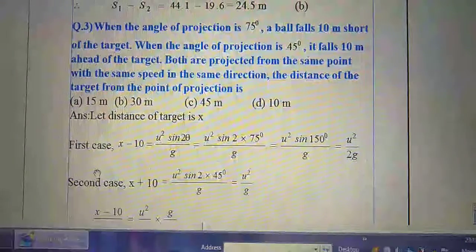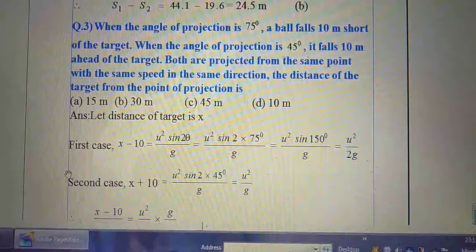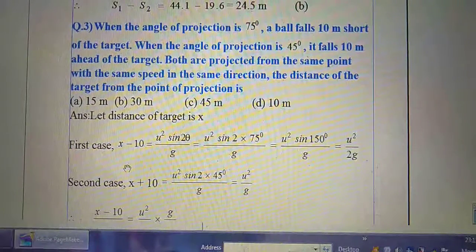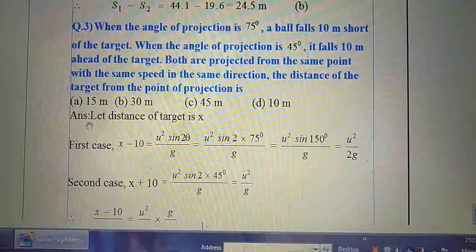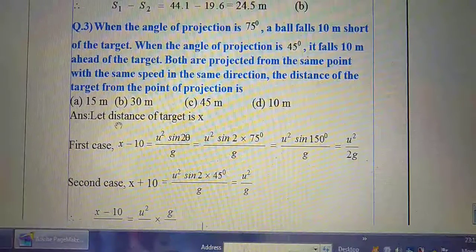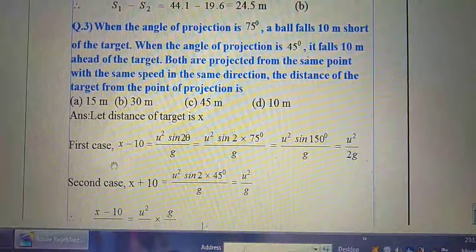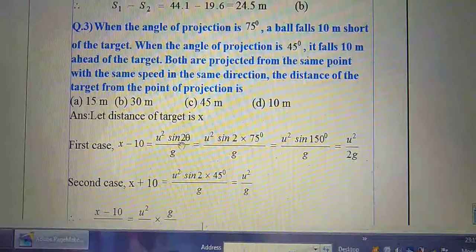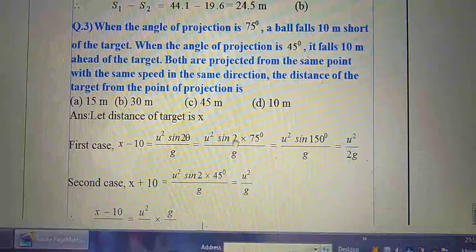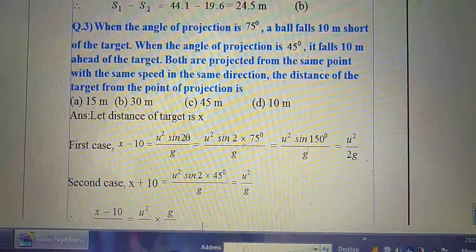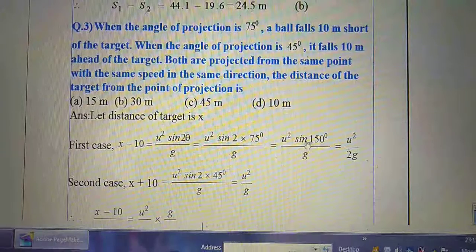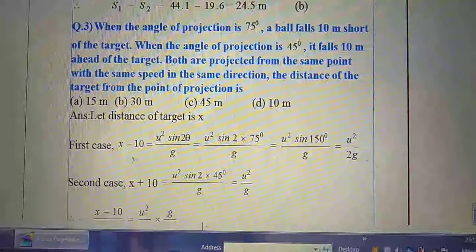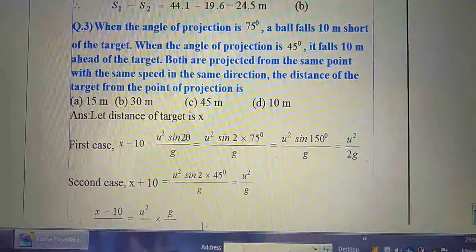For this one we have to use the concept of range of projectile. And what is the formula of range of projectile? That is u square sine 2 theta by g. So we consider the target distance is say x. For the first case it will be x minus 10. Range u square sine 2 theta by g, then u square sine 2 into 75 by g, 2 into 75 is 150, and sine 150 is half. So we get x minus 10 equals u square by 2g.